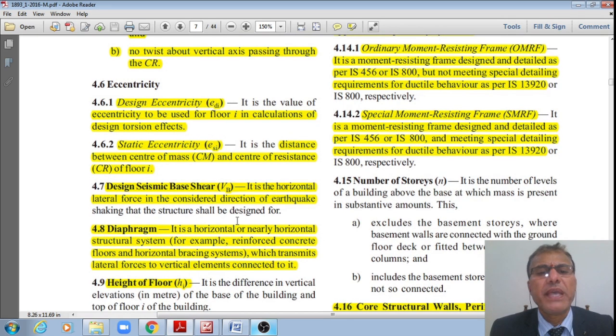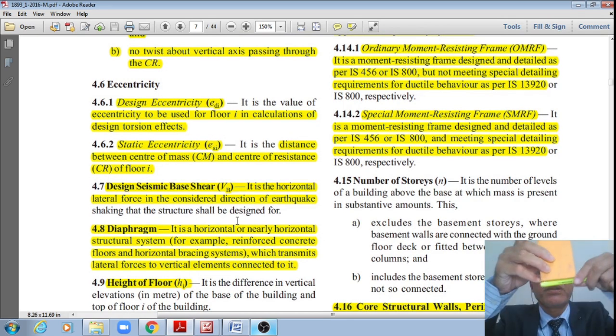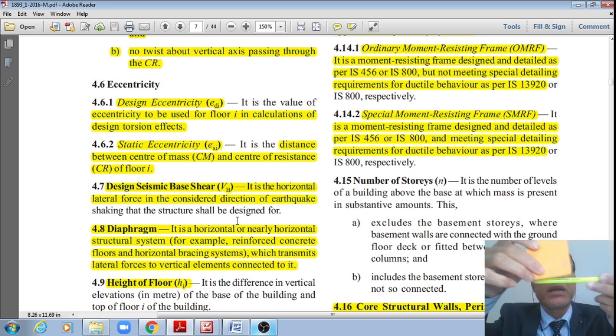Next one, the design seismic base shear, notated by VB. It is the horizontal lateral force, in the considered direction of the earthquake shaking, that the structure shall be designed for. That is what is given by VB.